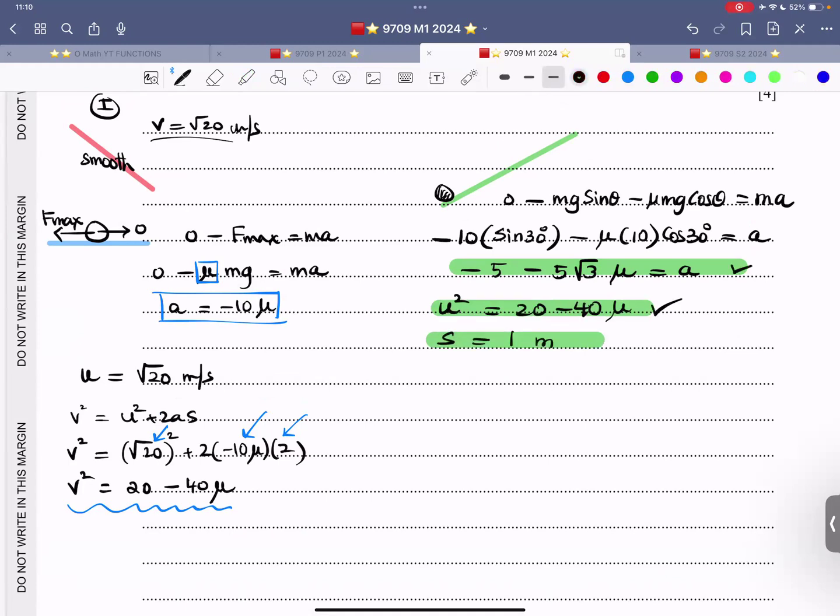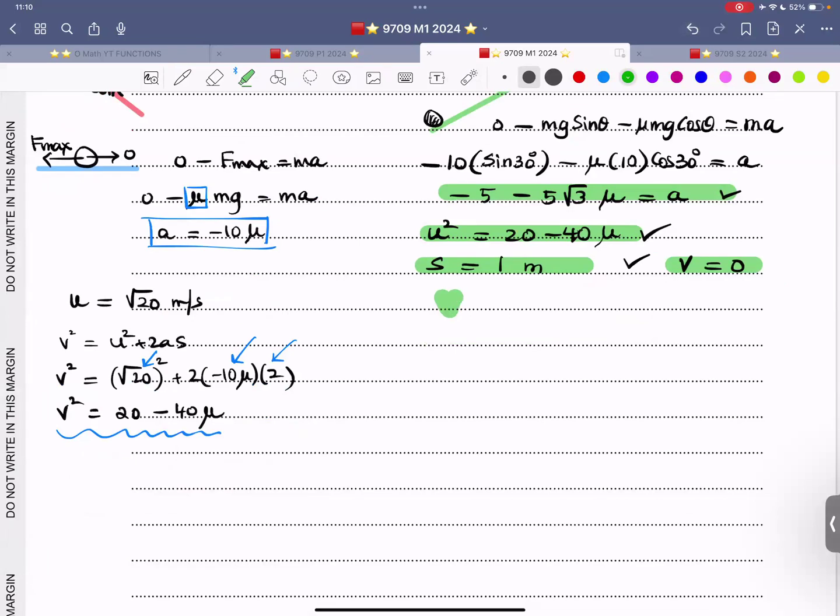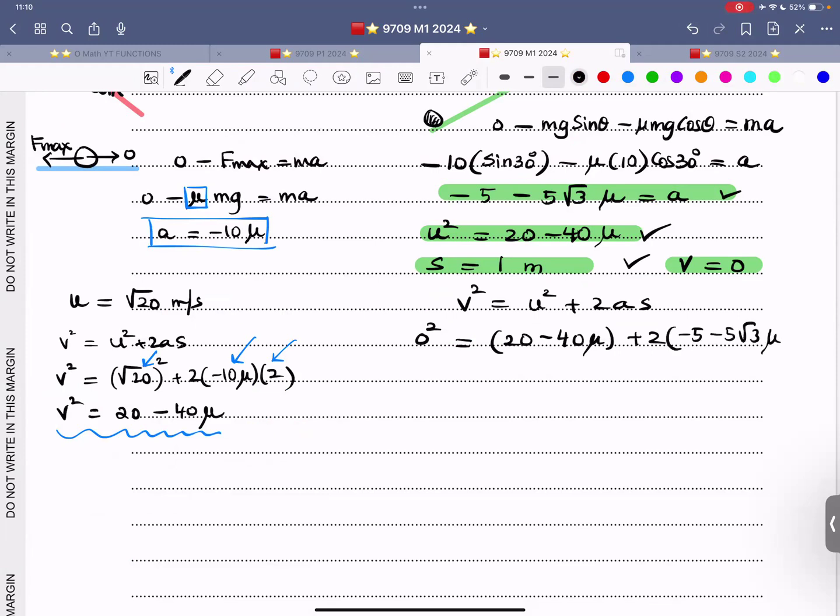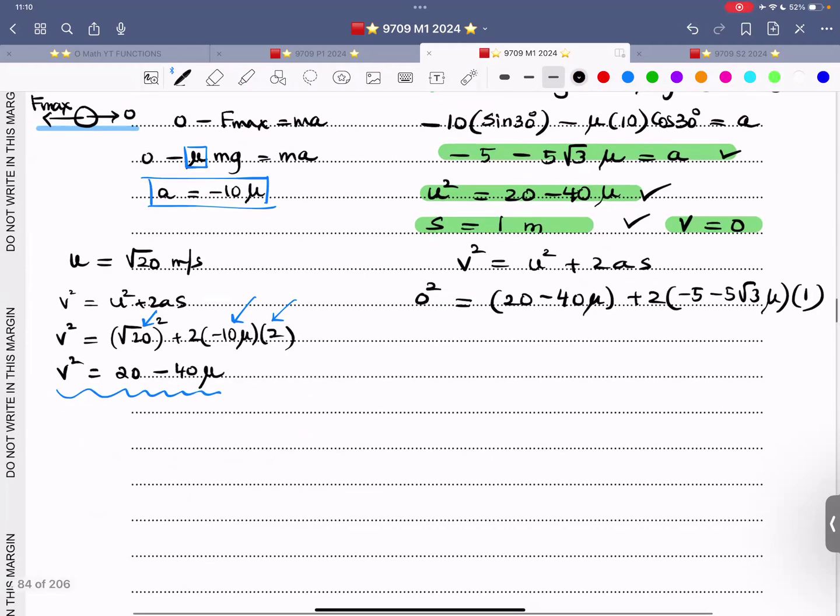Now we have this, we have this, we have this. What are we looking for? We are looking for when it comes to rest. So one other thing: v is equal to 0 because it comes to rest. So let's equate all of them. v square is equal to u square plus 2as. That is 0 square is equal to u square, which is 20 minus 40 mu, plus 2 into a, which is negative 5 root 3 mu, into s, which is 1. Now it looks like a weird equation, but that's how it is. 20 minus 40 mu, 2 into negative 5, negative 10 root 3 mu.